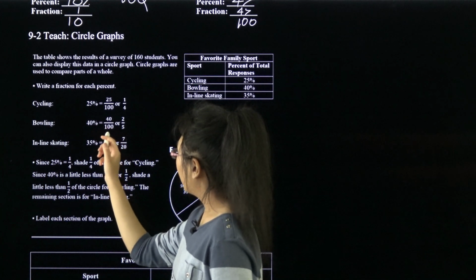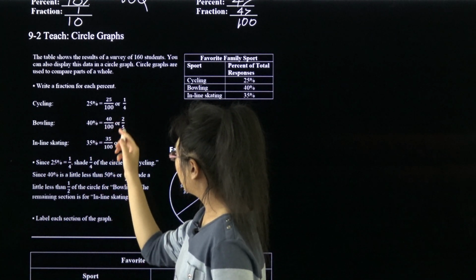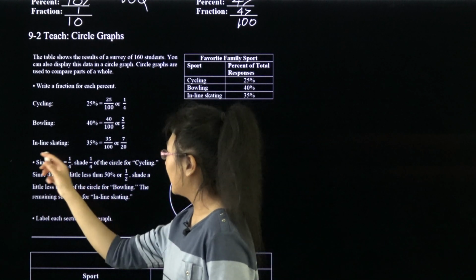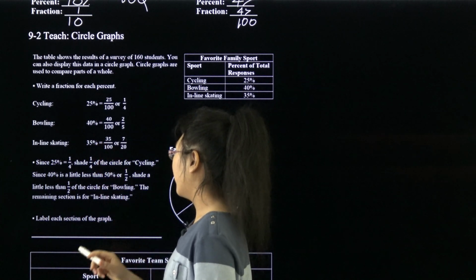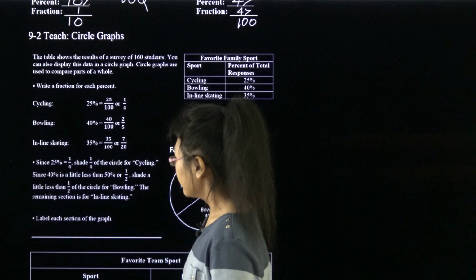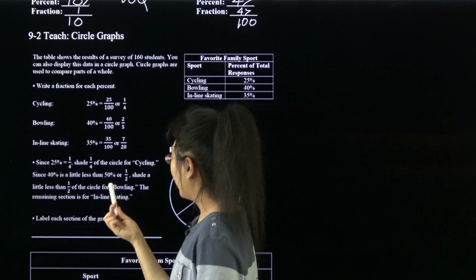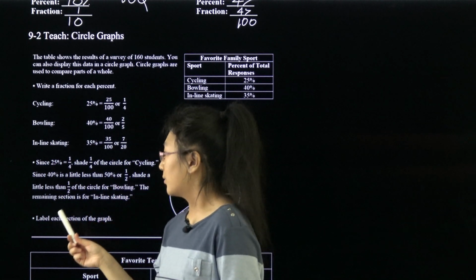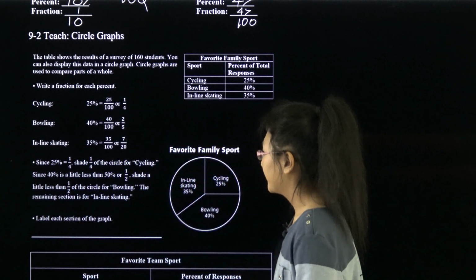Bowling is 40 over 100, or 2 over 5. So there's 2 over 5 for bowling shaded, and inline skating has slightly less than 40%, which is 35%, and that's 7 over 20. It says since 40% is slightly less than 50%, or 1/2, shade a little less than 1/2 of the circle for bowling. The remaining section is for inline skating.